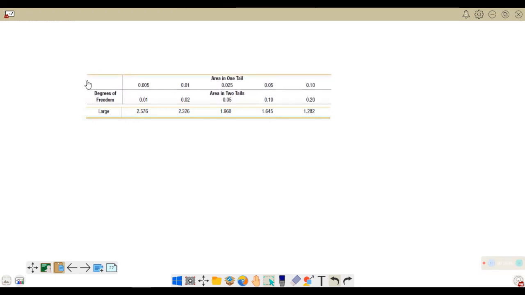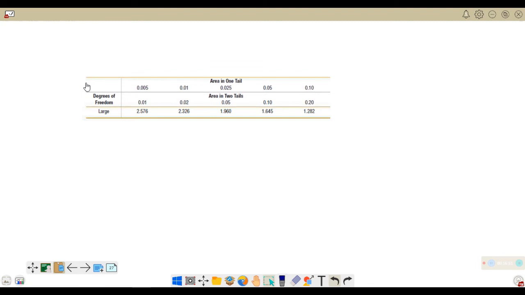Okay. So now, maghanap tayo ng value ng Z alpha over 2. So, ang titingnan natin ay yung area ng two tails. Tapos yung alpha na 0.10. Therefore, our Z alpha over 2 is 1.645. So, dito natin i-compare yung computed value natin ng Z.